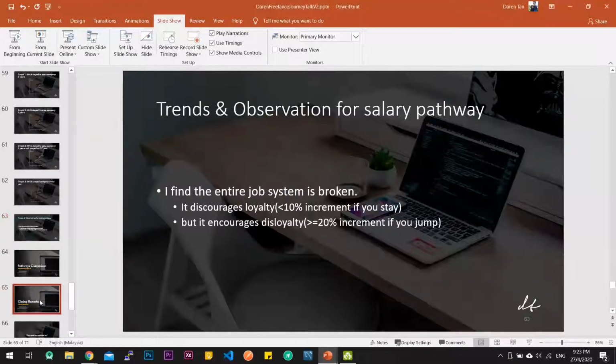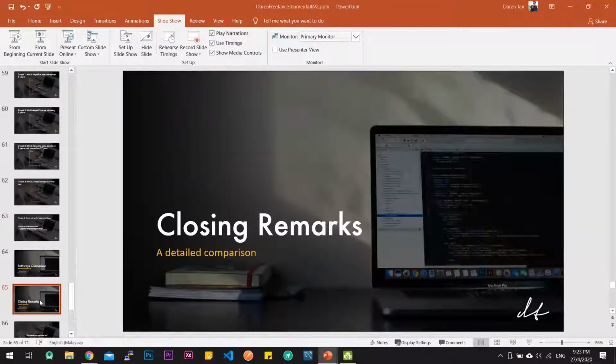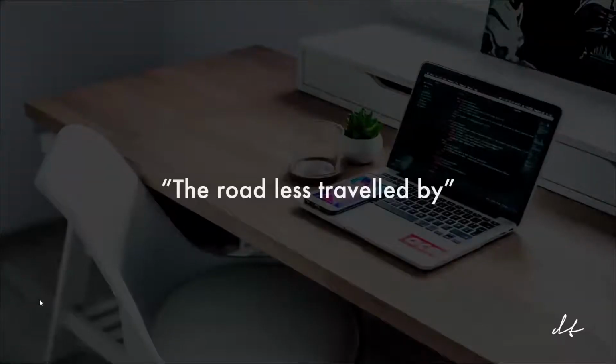So lastly, we have reached the end of the talk, which is closing remarks. I'll end the talk with a quote. The quote I like most is "the road less traveled by."